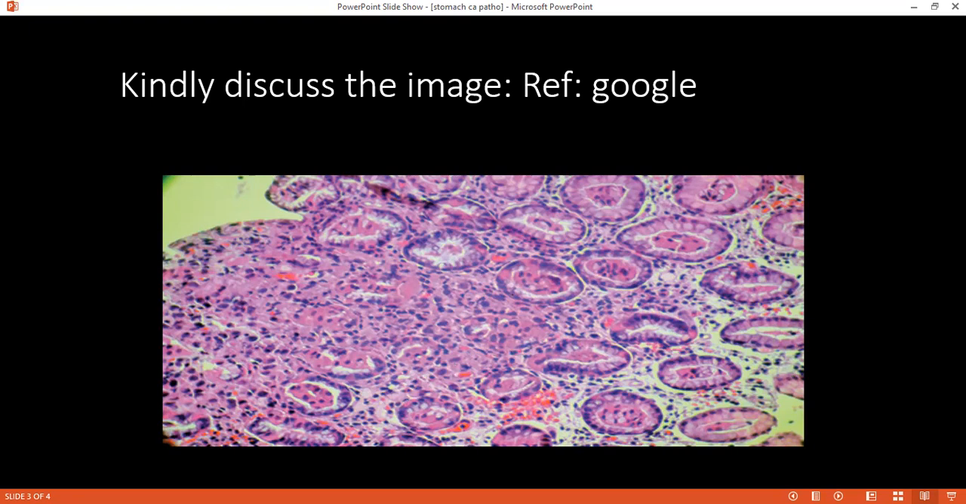And the cells are numerous. What is the shape of the cells? Are the cells all alike? No, they are not alike. There are some that have a signet shape, and some are elongated, some are rounded. And what is the stain which has been used? Hematoxylin and eosin stain.